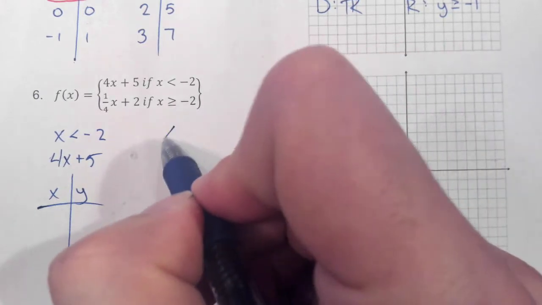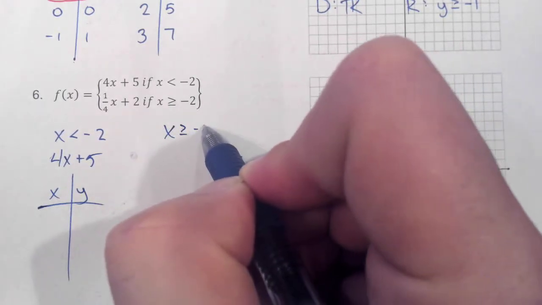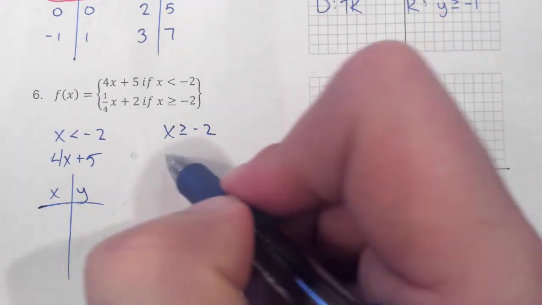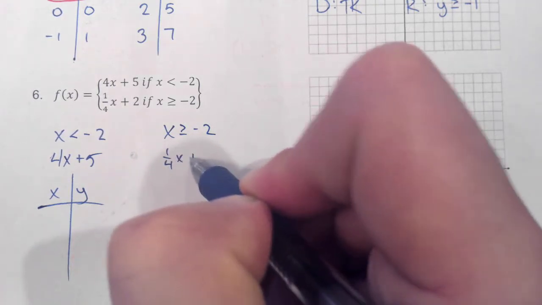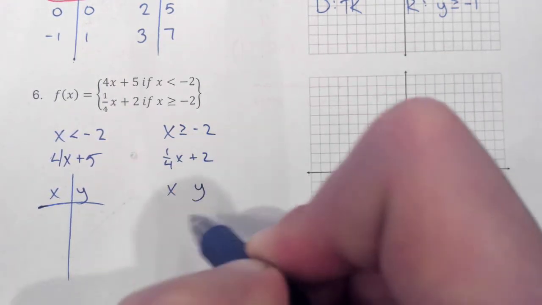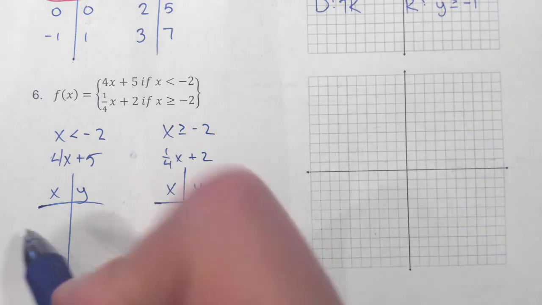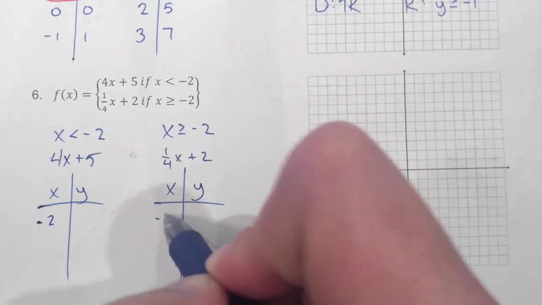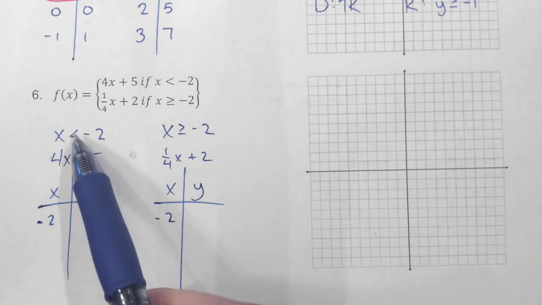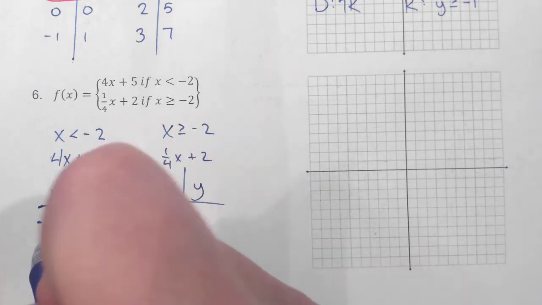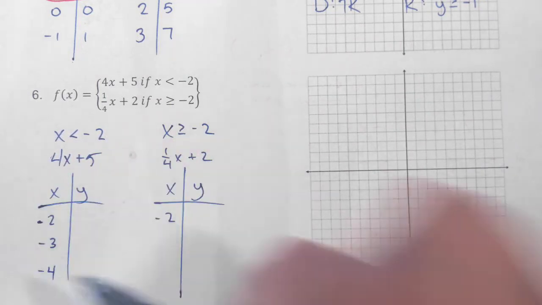And my second piece, values that are greater than or equal to -2, it's the 1/4 x plus 2 piece. X, y. Okay, so what value did you have to pick? You had to pick -2 for both of them. And then this one has to be values that are less than -2. So that would be -3 and -4.